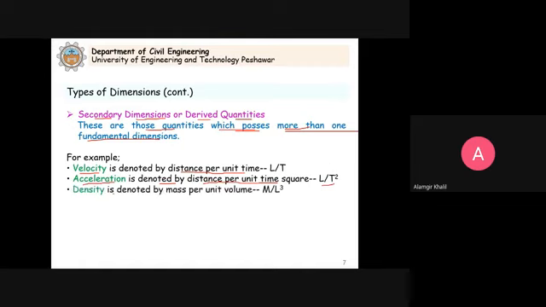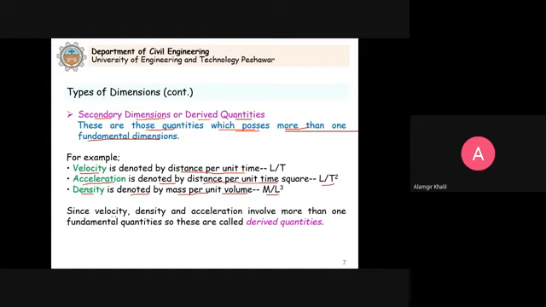Similarly, we have density. It is denoted by mass per unit volume. Again, a combination of more than one fundamental dimension. So these are, and so on, secondary dimensions or derived quantities. Since velocity, density, and acceleration involve more than one fundamental quantity, they are called derived quantities.